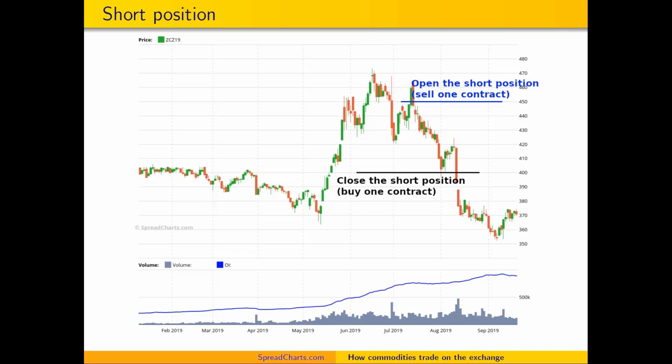Profit calculation goes like this. Plus 450 cents minus 400 cents equals 50 cents or 50 points. The point value is $50, so 50 points multiplied by $50 is $2,500. That's our profit.